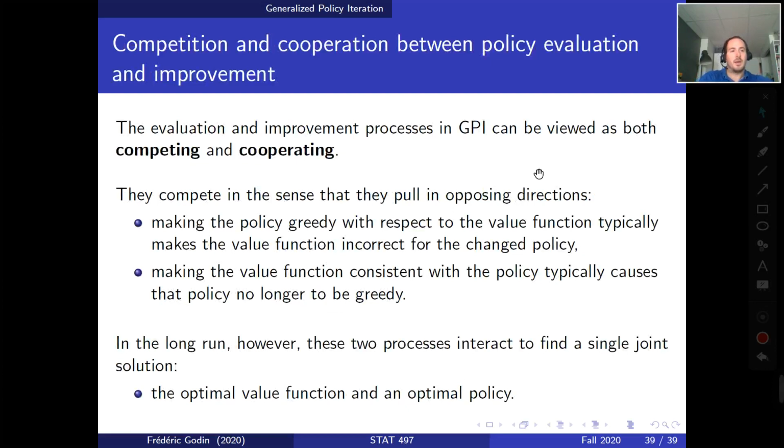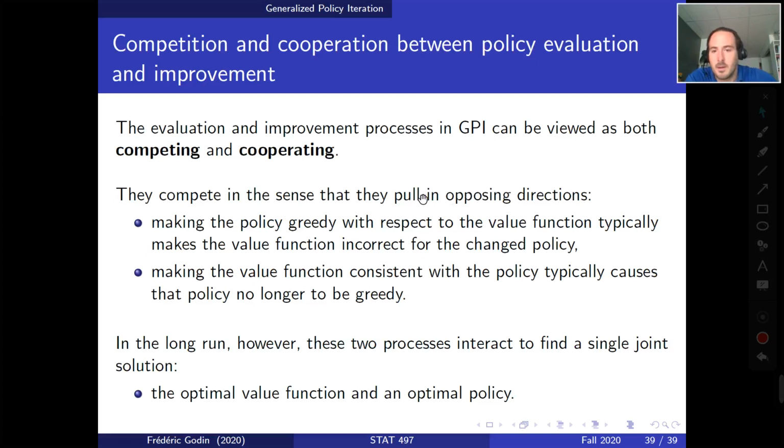Okay, so one last note about this. In generalized policy iteration, you have two steps that are repeated often, which are, again, evaluation of the policy and improving the policy. So evaluation and improvement. And they can be seen as both competing and cooperating. Okay, so why do we say they compete? It's because they kind of pull in opposite directions.